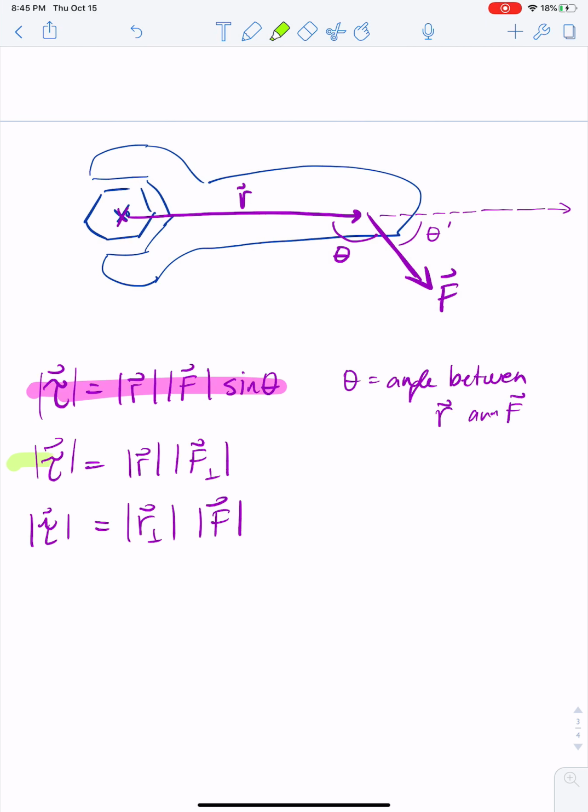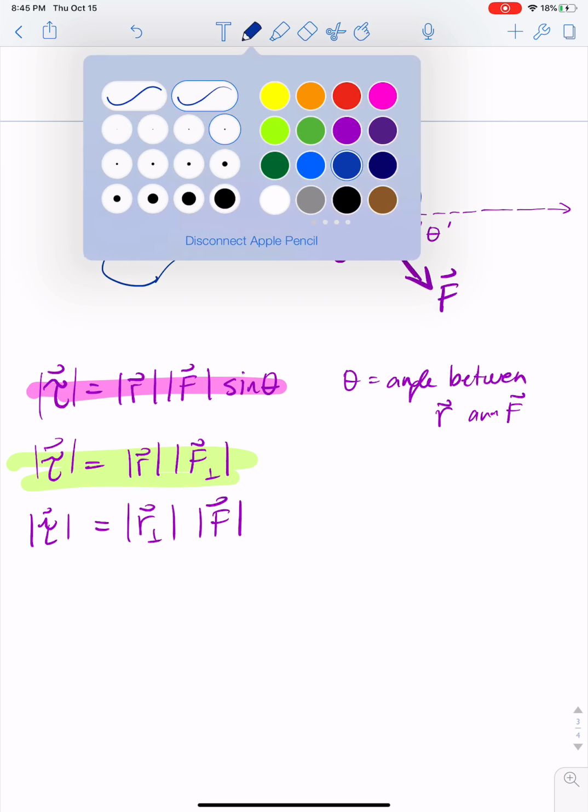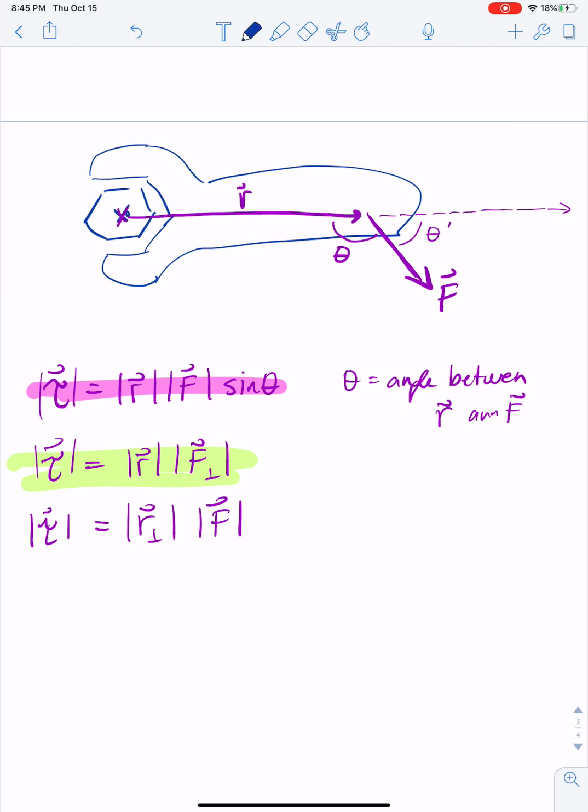Now let's talk about the second one. How do we use the perpendicular component of our force to calculate our torque? So now we want to find the perpendicular component of our force, and that means perpendicular to the radius. So we can imagine our force vector as having two components. One like this, that's perpendicular to the radius, and one that's parallel, right?